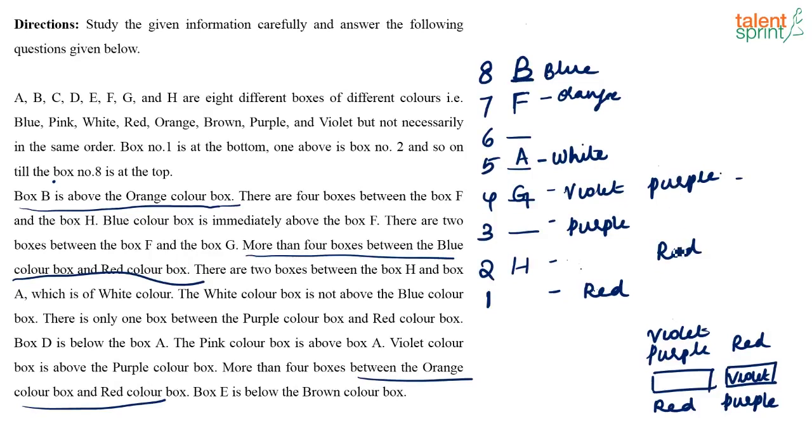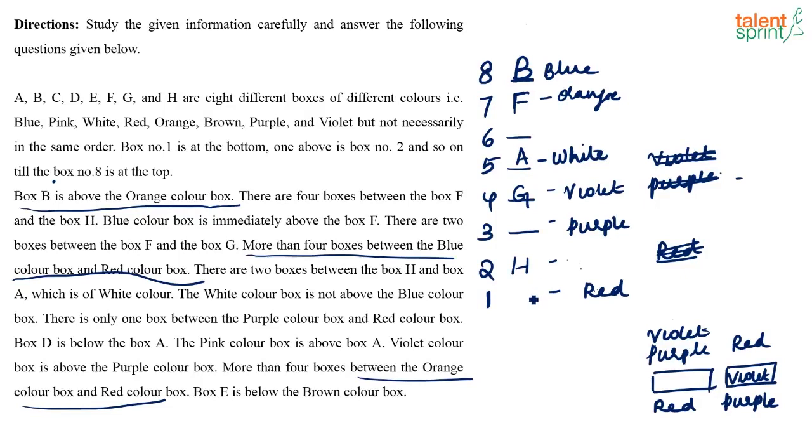Now if I put purple here, where will violet be? Violet should come here, which is not possible because just above purple there is already white. So violet cannot come here. So this arrangement goes wrong. So this is red, purple, violet, white.